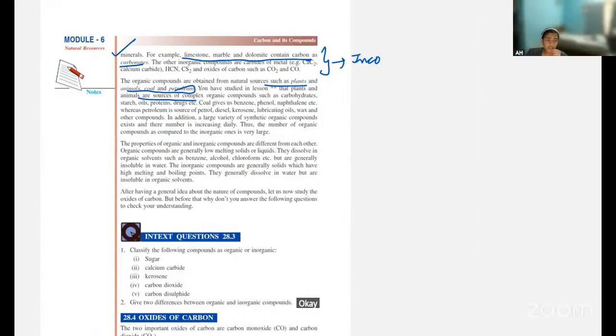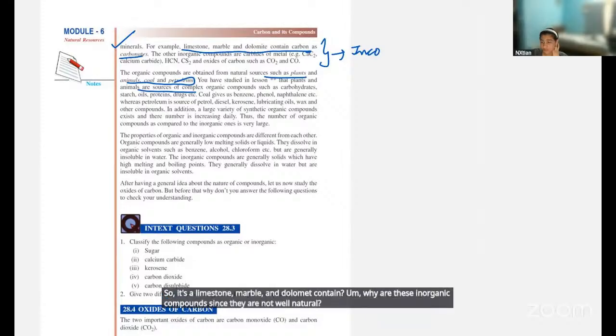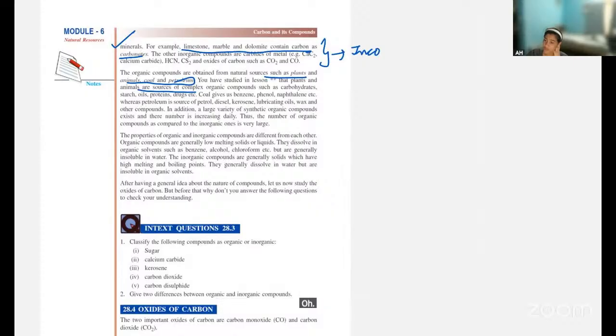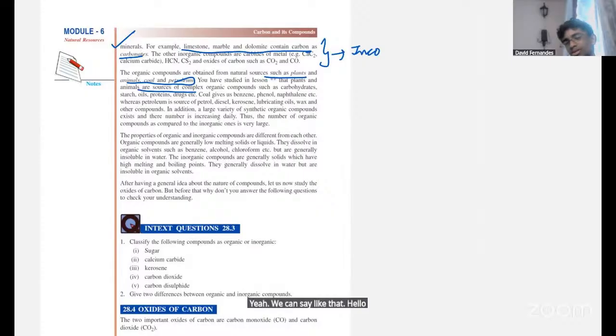Why are limestone, marble, and dolomite inorganic compounds, since they are natural? They are not related to humans or any living being. So organic compounds should be related to at least some living being? Yeah, we can say that. Till now. In 11th class, everything will be changed.